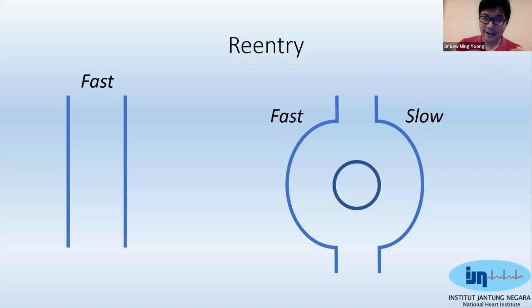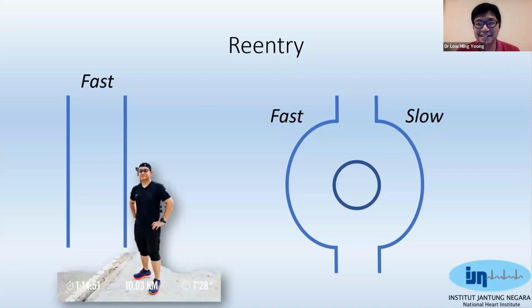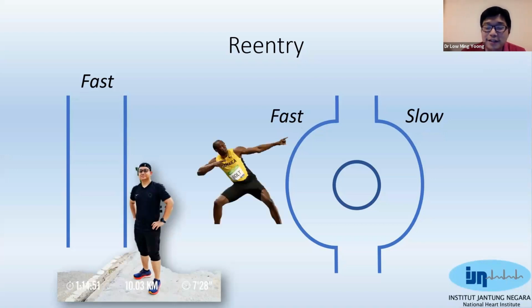I always use running as an example. So if you realize, this is standard. You can see, he has no one to compare with. So a pace of 7:28 for 10 km, he can say it's fast, but no one will question him because there's nothing to compare. But now I'm sure all of us know who this is. This is Usain Bolt. He's fast. So I use him to represent the fast pathway.